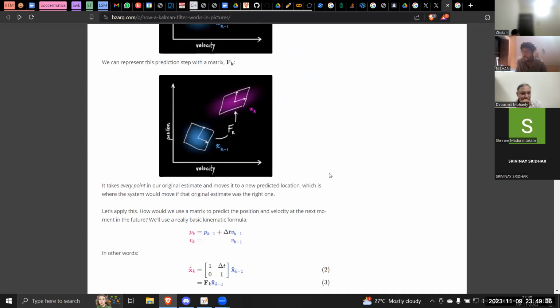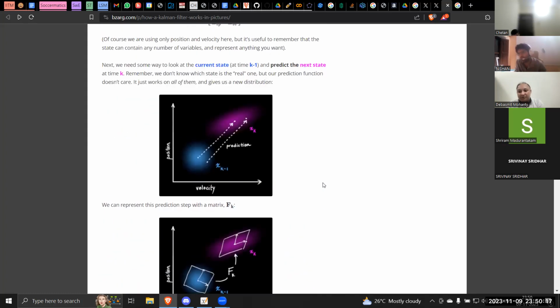Okay. It takes every point in our original estimate and moves it to a new predicted location, which is where the system would move if that original estimate was the right one. Great. Let's apply this. It's basically coming down to a linear transformation. It is in a space called P cross V, taking a tuple containing the Cartesian components of P cross V and mapping it into another one. That's what it is doing. And Fk is the linear map between these two vector spaces.